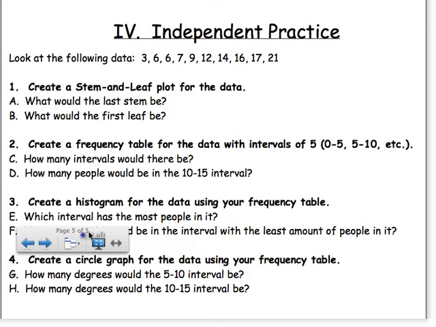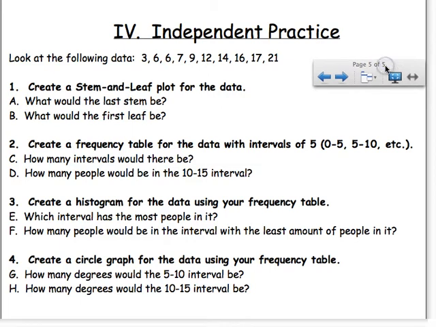Now it's time for independent practice, and this is what it's going to look like. I want you to look at the following data. There are 10 values here, and do the following things. Create a stem-and-leaf plot, and then answer these 2 questions about it. Create a frequency table using intervals of 5. So for example, 0 to 5, 6 to 10, 11 to 15, etc. Then answer these 2 questions about it.